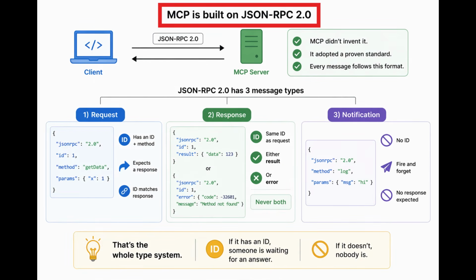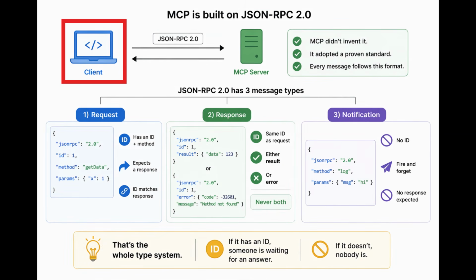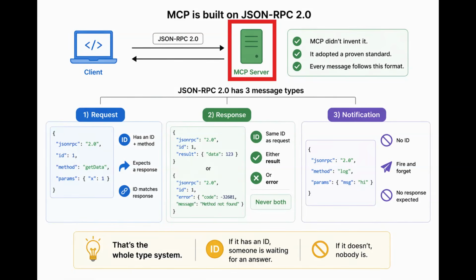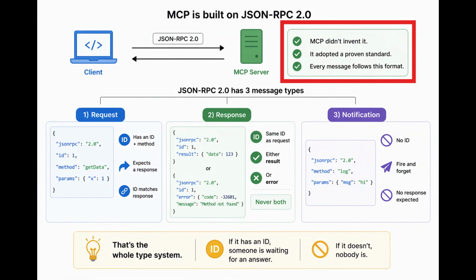MCP is built on JSON-RPC 2.0. Every message between client and server follows this format. MCP didn't invent it. It adopted a proven standard and built its protocol on top of it.